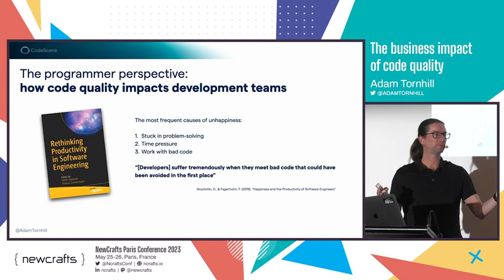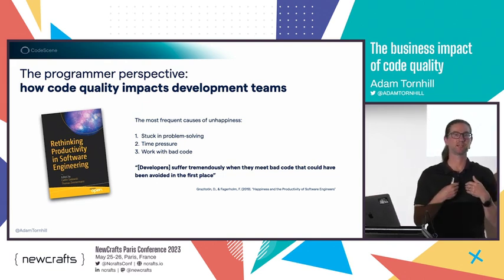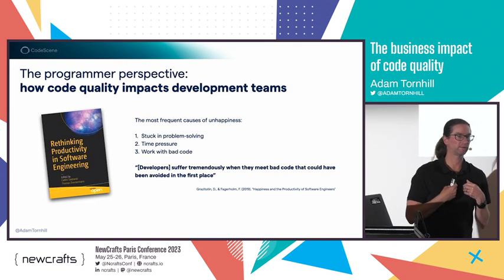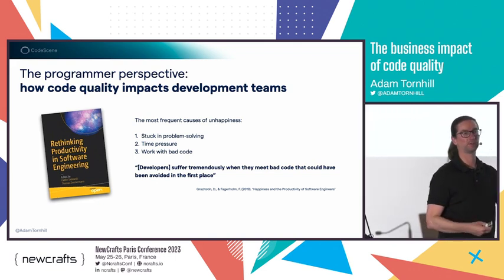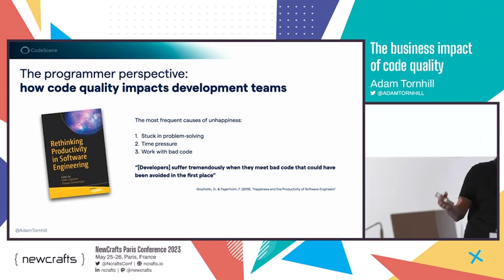The number 1 reason for unhappiness amongst developers, according to the study, is being stuck in problem solving. It's something we strongly dislike. And given what I just told you about the unpredictability of red code, it's very easy to see how we can relate to that.